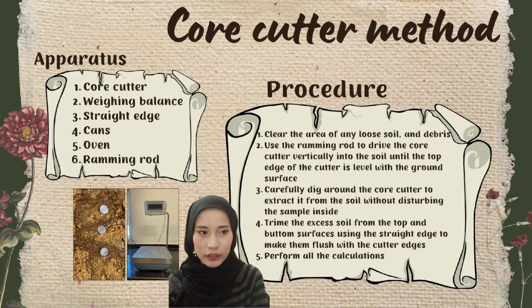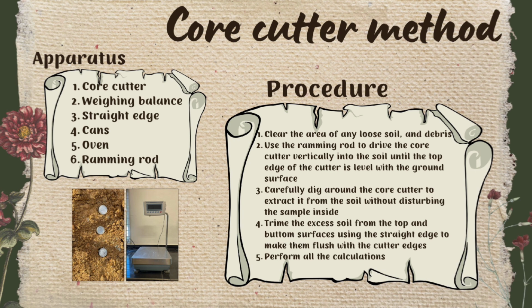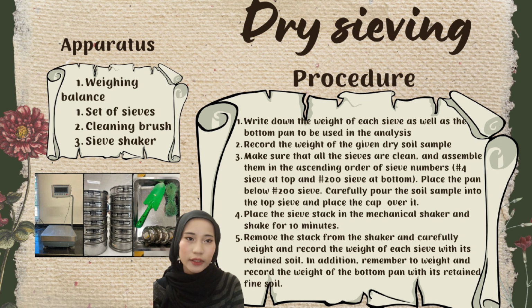For the procedure, firstly, we need to clear the area of any loose soil and debris. Secondly, use the ramming rod to drive the core cutter vertically into the soil until the top edge of the cutter is level with the ground surface. Third, carefully dig around the core cutter to extract it from the soil without disturbing the sample inside. The fourth, trim the excess soil from the top and bottom surface using the straight edge to make them flush with the cutter edges. And lastly, perform all the calculations.